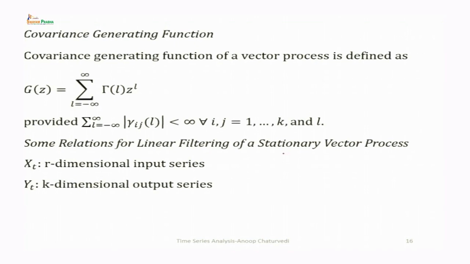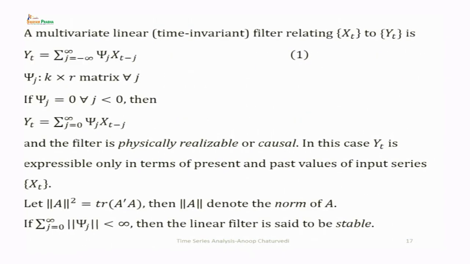Now, some relations for linear filtering of a stationary vector process. Suppose x t is an r dimensional input series and y t is a k dimensional output series. Then a multivariate linear time invariant filter relating x t to y t is y t equal to summation j equal to minus infinity to plus infinity psi j x t minus j. In a similar manner we define linear filters for univariate processes also, but here in multivariate processes this psi j is a matrix of order k cross r, because x is r dimensional and y is k dimensional. So, it relates x's with y's.